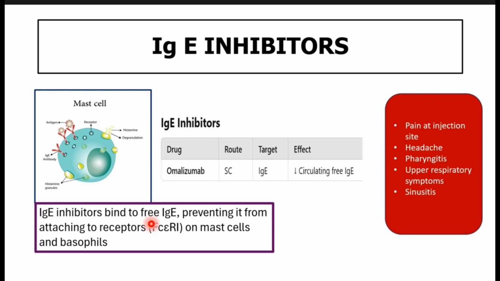The only problem with an IgE inhibitor like omalizumab is that it causes pain at the injection site. Now basically it's a monoclonal antibody because it is acting against IgE, right? So this is given subcutaneously and the problem is it causes pain, it can cause headaches, pharyngitis, upper respiratory symptoms and sinusitis.